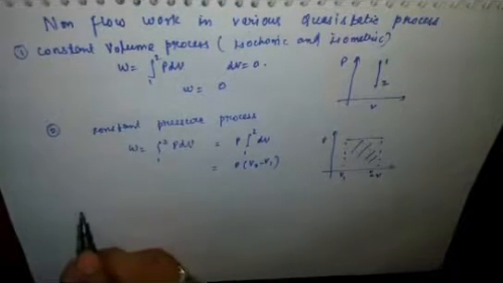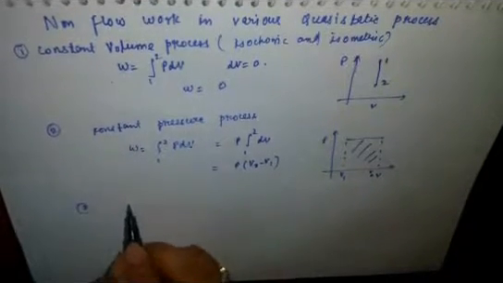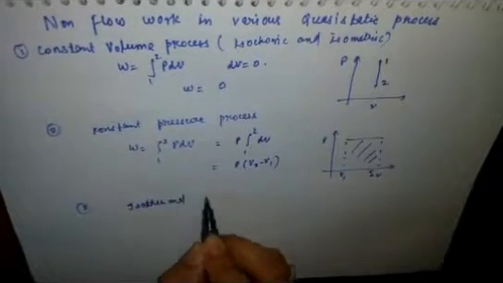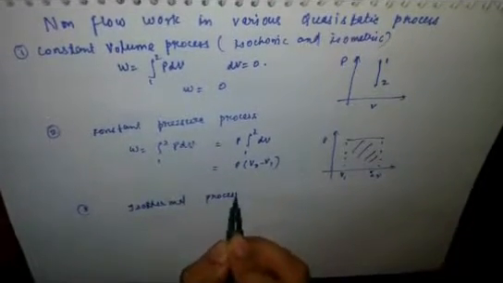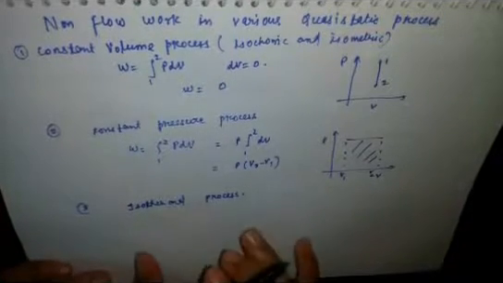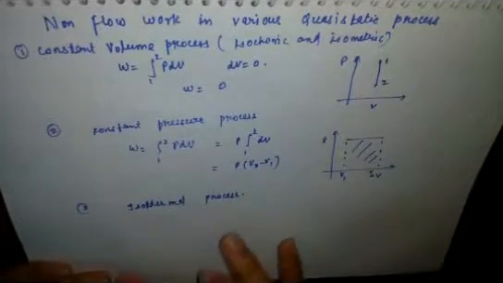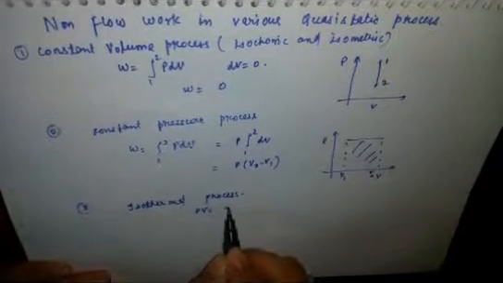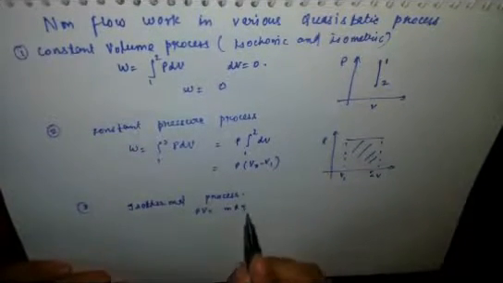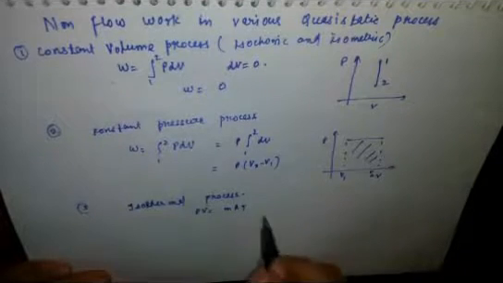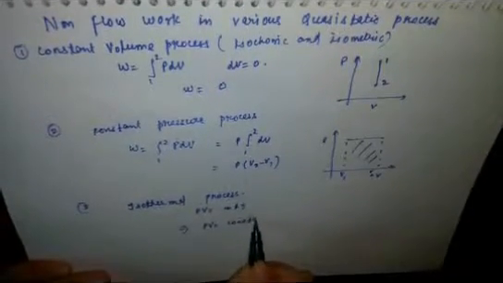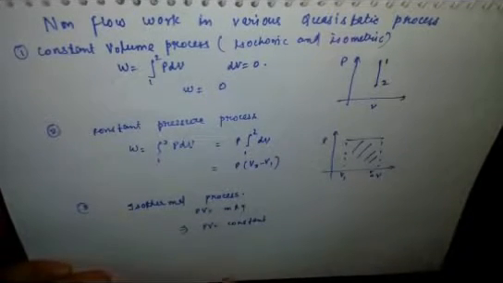Now we will learn about the isothermal process. An isothermal process is a process in which temperature is constant. So for an ideal gas, PV is equal to mRT. Here temperature will be constant, R will be constant. So what we are getting is PV is equal to constant.